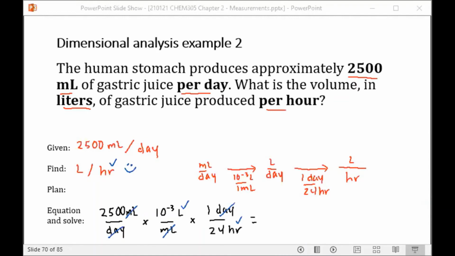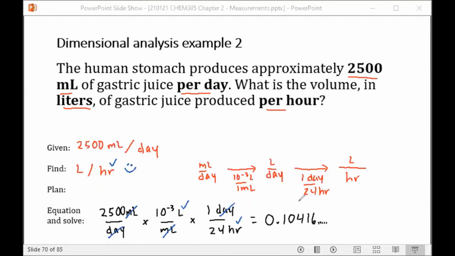So I end up getting 0.10416, and it just kind of goes on my calculator.